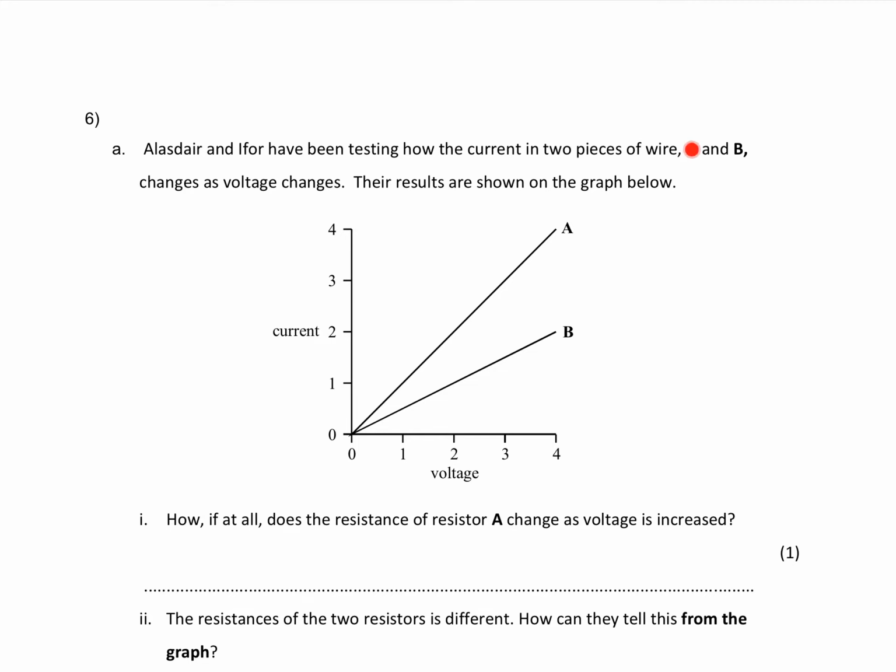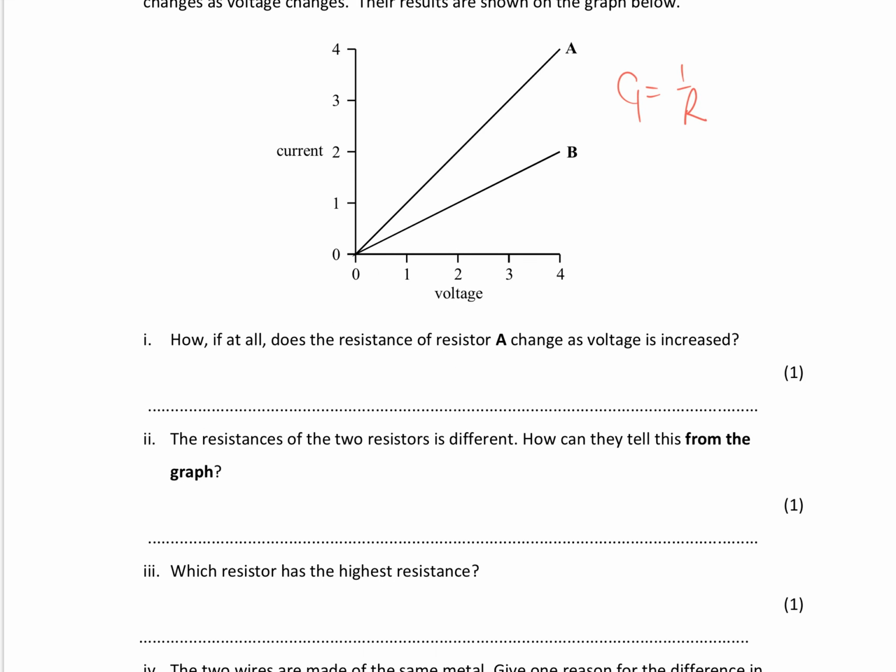Alistair and I have been testing 2 pieces of wire. The results are shown. Another current voltage graph. These are steep. These have gradients. And remember to ourselves that the gradient is equal to 1 over the resistance. I'm sure that's what it's going to allude to in the first question. And the reason why is because the gradient is the rise over the run, which is the same as the current divided by the voltage, which is 1 over R. So just bear that in mind.